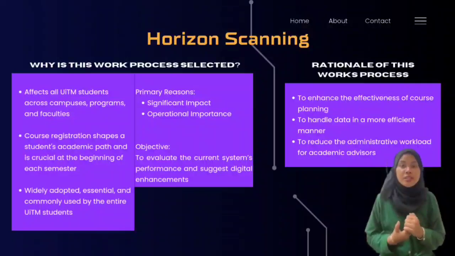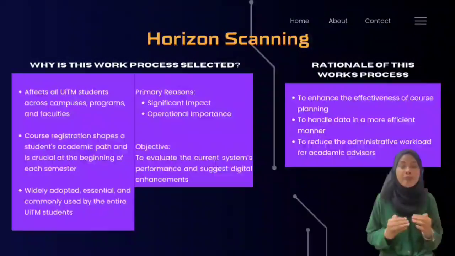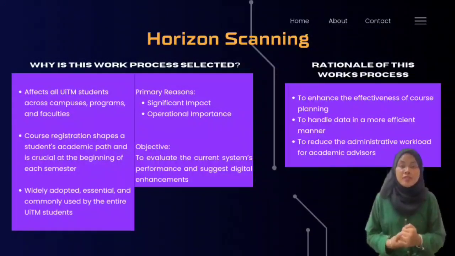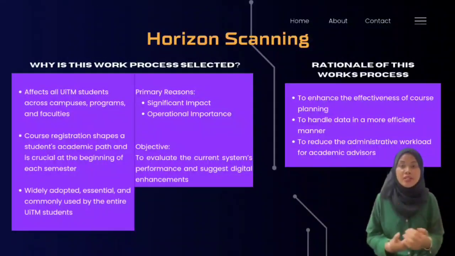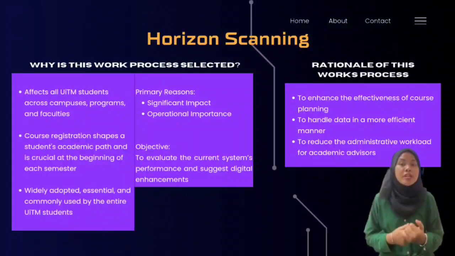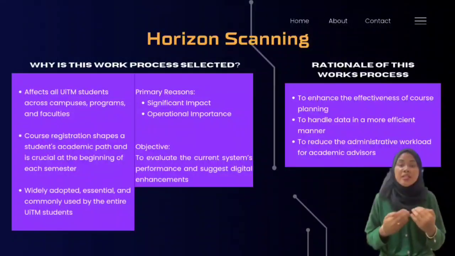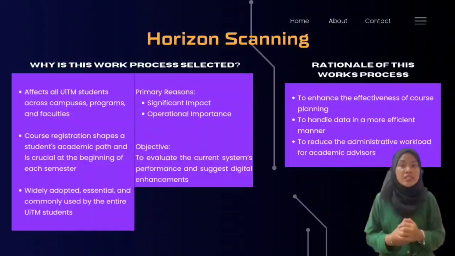The course registration system was selected because it plays a critical role in the daily academic life of all UiTM students across all campuses, programs, and faculties. Every semester, tens of thousands of students depend on the ECR system to register for courses, adjust their schedules, and manage their academic journey. This means that any issues, delays, or inefficiencies in the system can affect a large population at once. Because of its universal usage, this system becomes an important focus area for digital transformation.